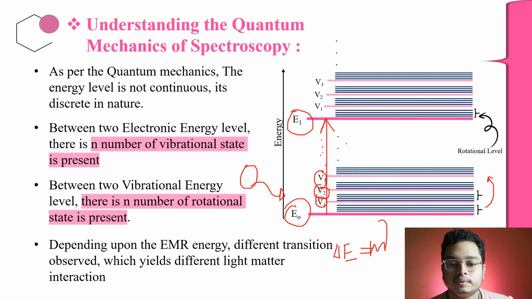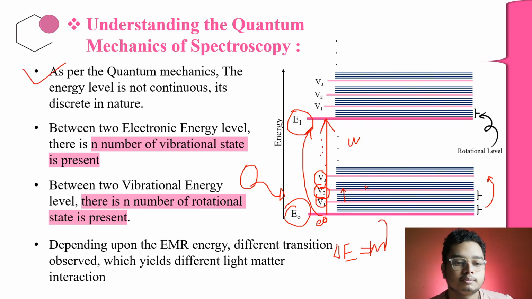Now UV light is capable of doing this type of energy transition. That's why one electron jumps from the E0 state to the E1 state. In the case of IR, it is capable of doing a transition from one vibrational state to another vibrational state in the same electronic state. And radio waves or microwaves are capable of doing the transition between two rotational energy levels within a vibrational energy state.